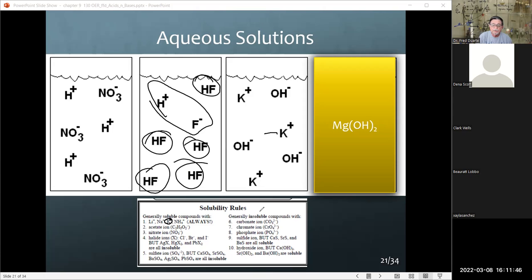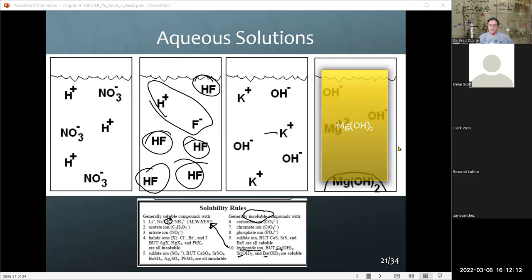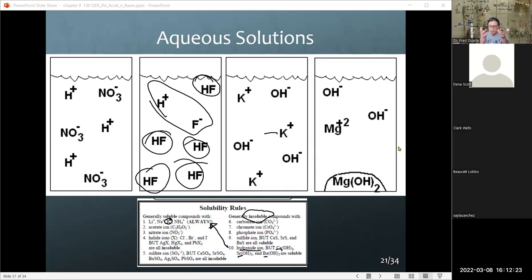The hydroxides are defined as insoluble, unless they are bonded to these 4 here, or the calcium, the barium, and magnesium. Well, we're dealing with magnesium, so it is not soluble, it is insoluble. So we demonstrate with at least one set of ions, which is the magnesium +2 and 2 hydroxides. And then down at the bottom is the chunk of material that makes it insoluble.